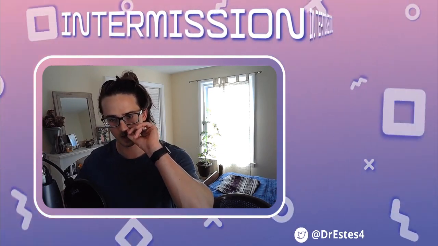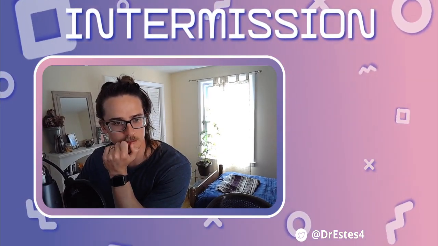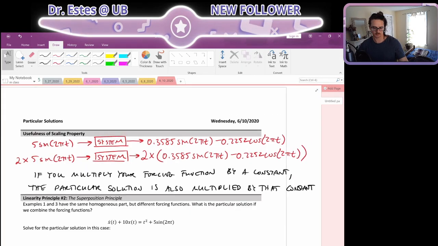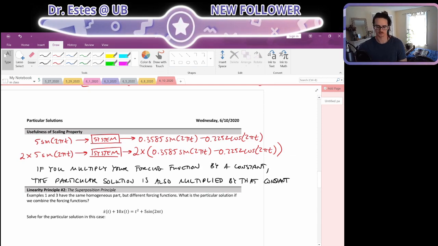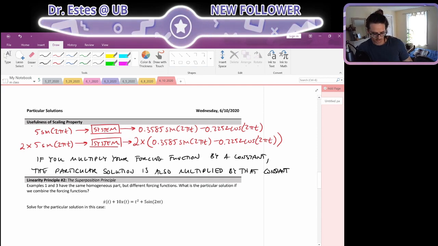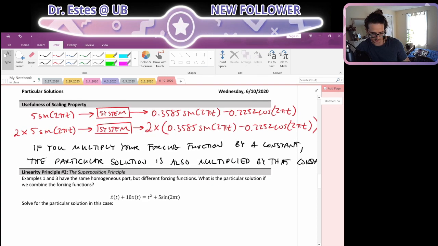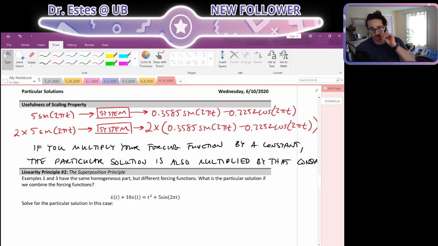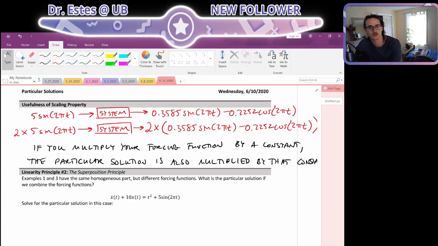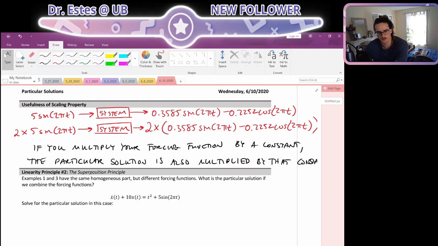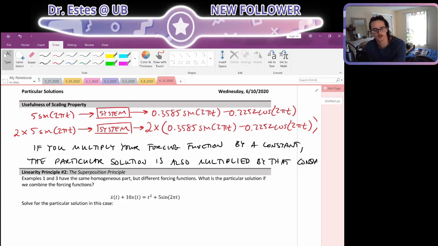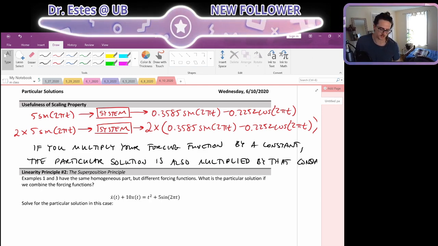We're blasting through how to get particular solutions today. So we talked about the scaling property of linear systems, where if you scale your input function by some factor, your particular solution gets scaled by that same amount. Now we're going to do superposition.